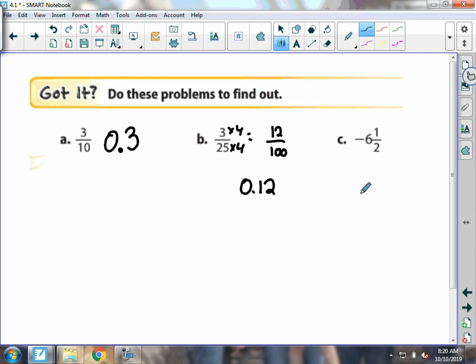And C, this is going to be -6. 1/2 is one that you should know off the bat. 1/4, 1/2, 3/4. Those are some that you're going to use a lot. 1/3, 2/3. And so those are important to make sure that you're aware of those already. So this is going to be -6.5.